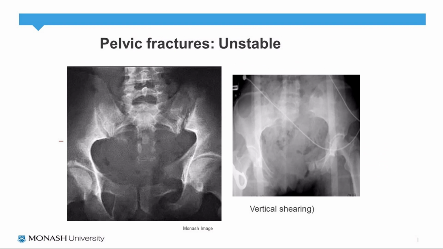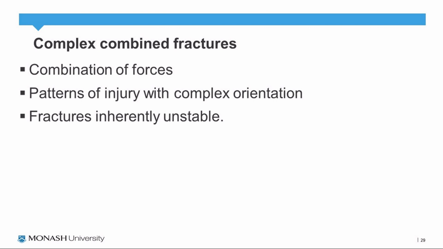So, examples of unstable fractures: here we can see there are double fractures of the pubic rami, and then also we can see through the SI joint as well. And then this image is that of vertical shearing as well as diastasis of the symphysis pubis, and this is a complex of forces on the pelvis, resulting in severe injury to the pelvis. With complex combined fractures, it's a combination of forces, and the patterns of injury can vary, but the fractures are inherently unstable.